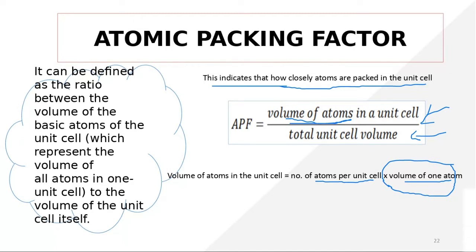For the BCC case, we multiply the volume of one atom by 2, and in the FCC case, we multiply it by 4. In that way, we get the volume of atoms in the unit cell. For a cubic crystal, the volume of the unit cell is a cube, but the volume occupied by the atoms is less than a cube. So we calculate how much volume they occupy, and that fraction is known as the atomic packing factor.